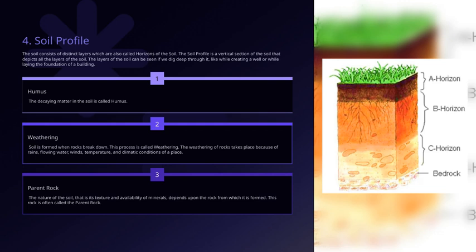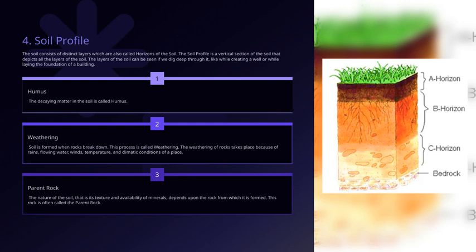One important component of soil is humus, which is the decaying organic matter that enriches the soil and helps plants grow. Without humus, soil wouldn't have the same fertility or ability to support life.